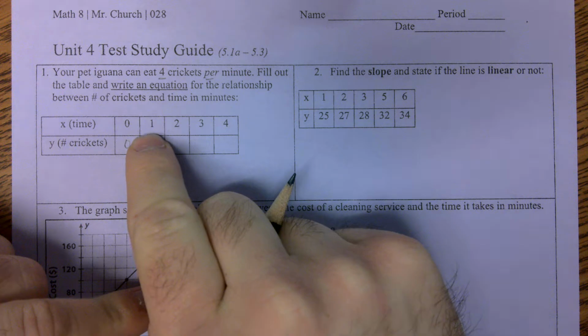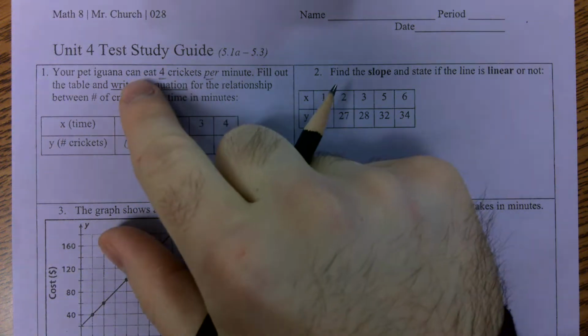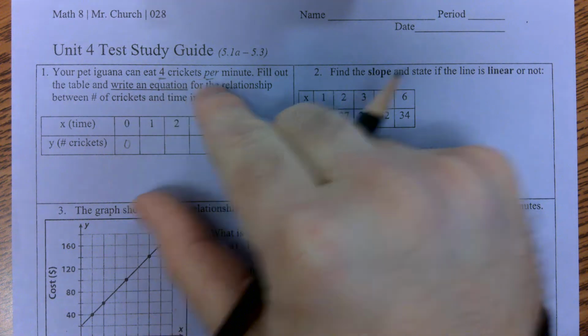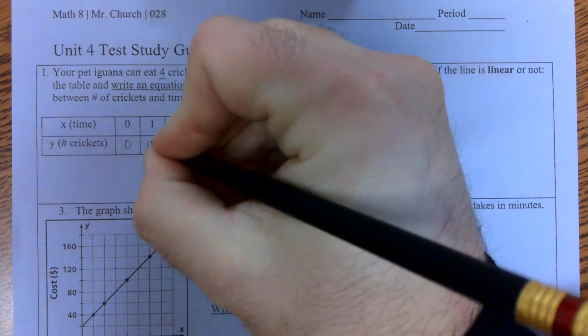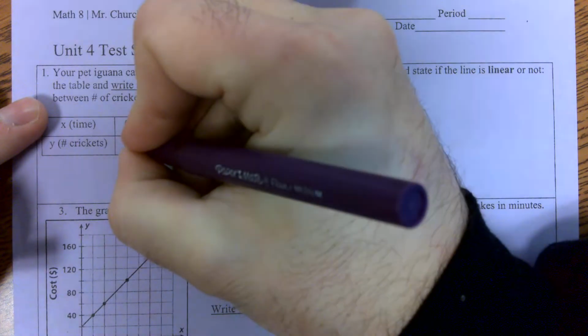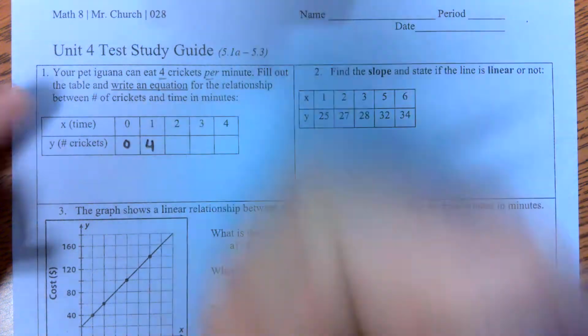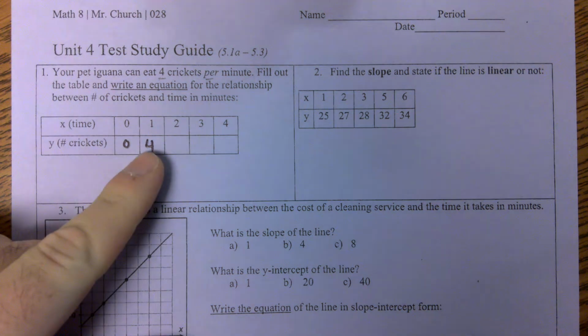But after 1 minute, how many crickets can that iguana eat? Well, luckily for us, we know that your pet iguana can eat 4 crickets per minute. So after 1 minute, they'd be able to eat 4 crickets. The pencil does not look good with the reflection here, so let's just go ahead and do this. All right, 4 crickets in 1 minute.